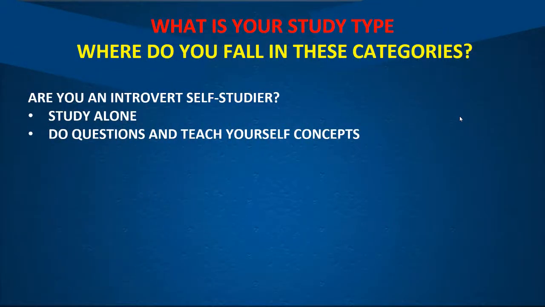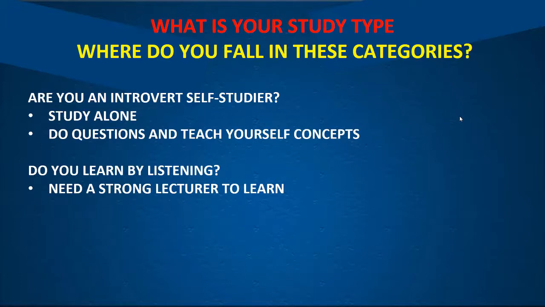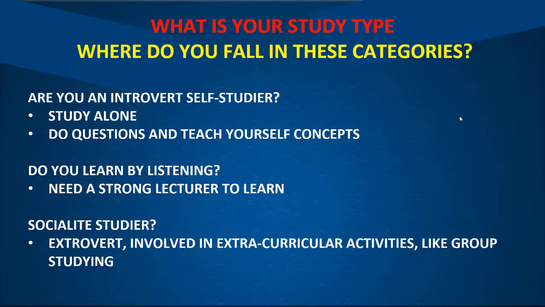Okay, so where do you fall in these 3 categories? So are you more of an introvert self-studier? Do you prefer to study alone, do questions and teach yourself concepts? That describes me pretty well. Do you learn by listening? Do you need a strong lecturer to learn? If that's you, then there's definitely some specific CPA review courses that will work better for you than others. Or are you more of a socialite studier? Are you more extroverted, involved in a lot of extracurricular activities like group studying and so forth? Then there's also other CPA review courses that will work better for you than others. So again, try and identify which bucket you fit into.